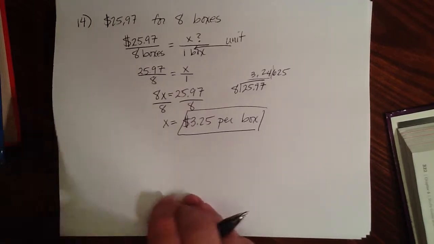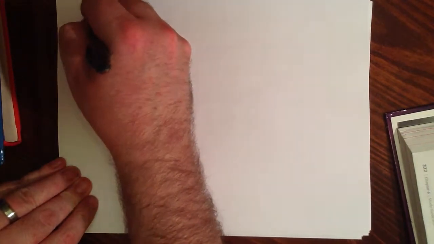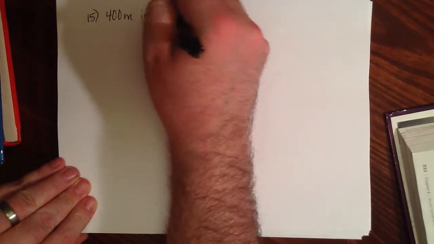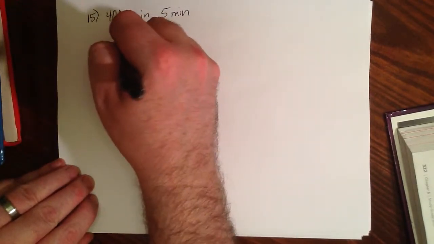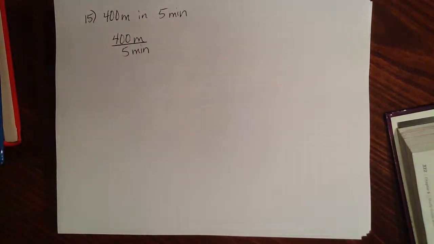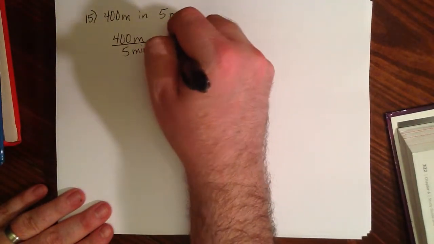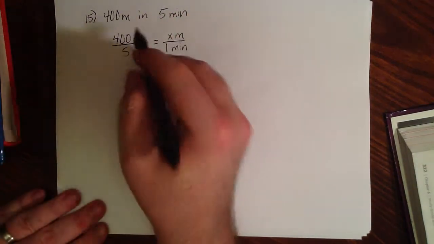Alright, number 15 says 400 meters in 5 minutes. So that ratio is 400 meters over 5 minutes. We are to convert that to a unit rate. Well, a unit rate is a proportion with 1 in the bottom. So that means how many meters in 1 minute? If you go 400 meters in 5 minutes, how many meters would that be in 1 minute?